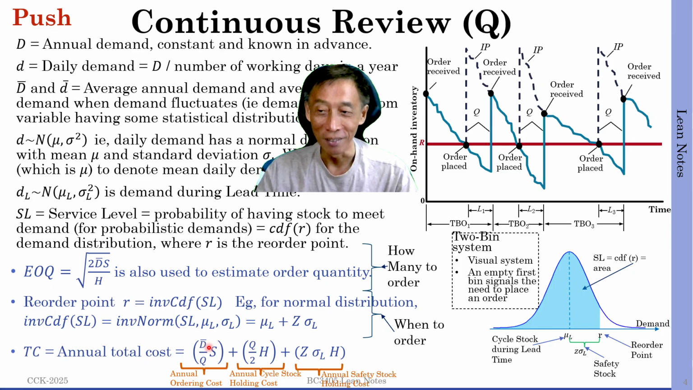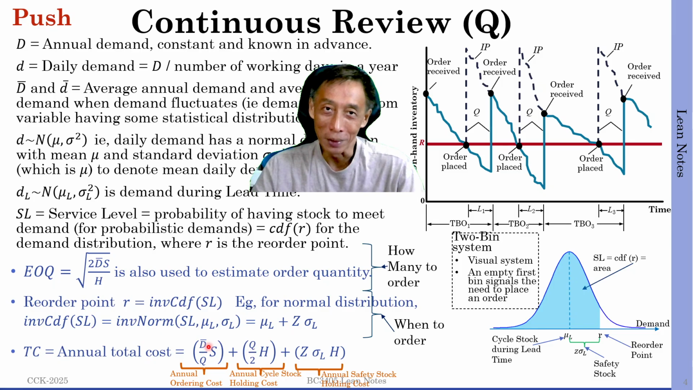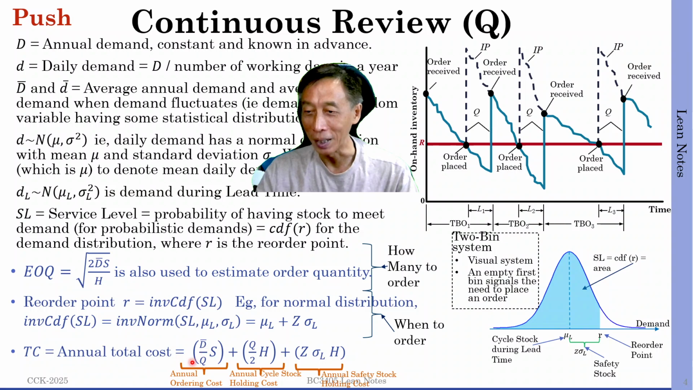The D fluctuates, so there's no way to make it constant. So with these two changes, we basically just reuse the EOQ formula. That's all. Next is reorder point.